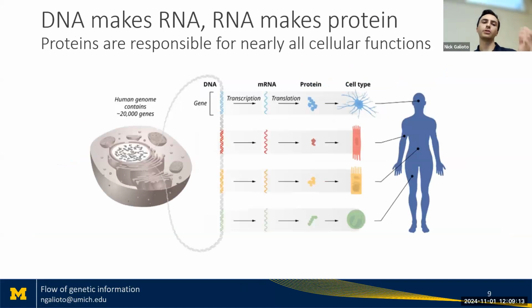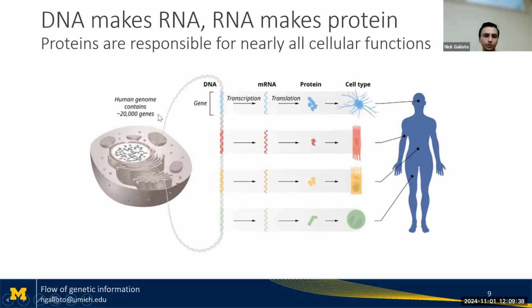So the main flow of cellular function is that the DNA makes RNA and then the RNA makes protein. And the protein is what is responsible for nearly all cellular functions. So which RNA is made is going to determine which protein is made, and then which sort of functions the cell is going to perform.